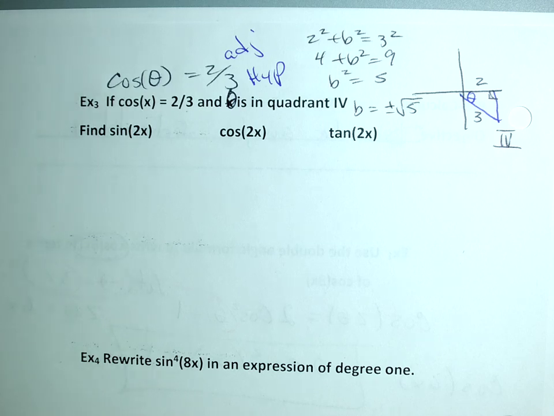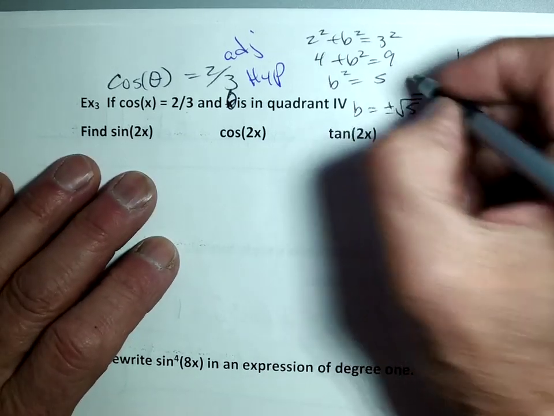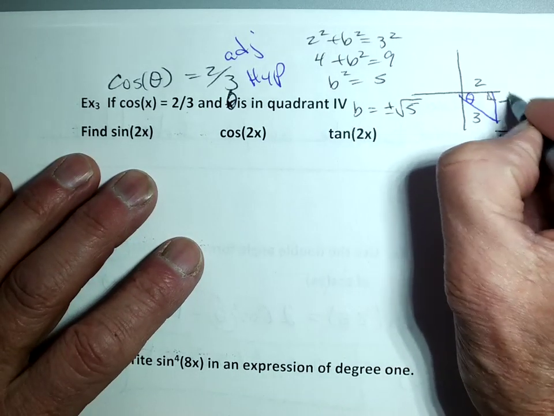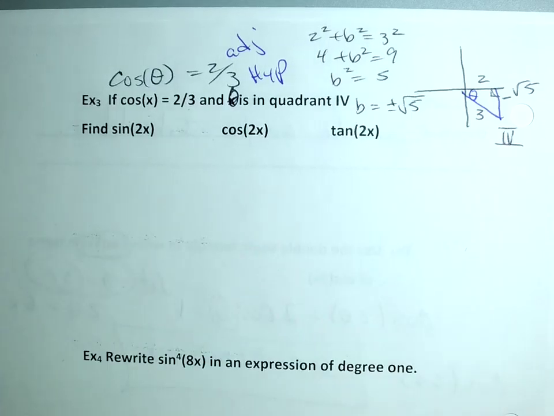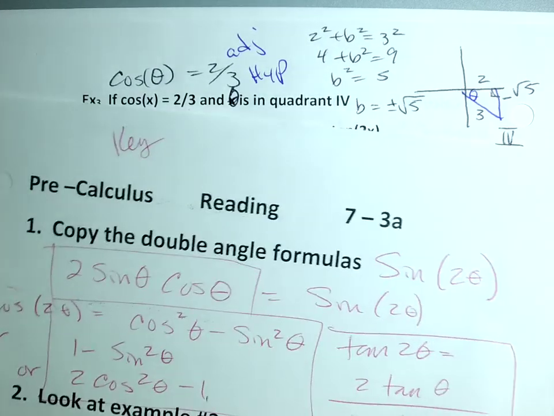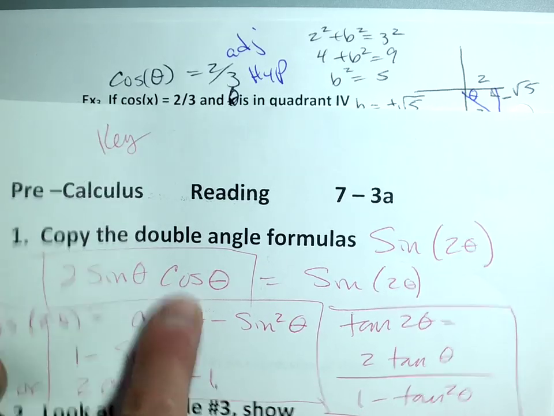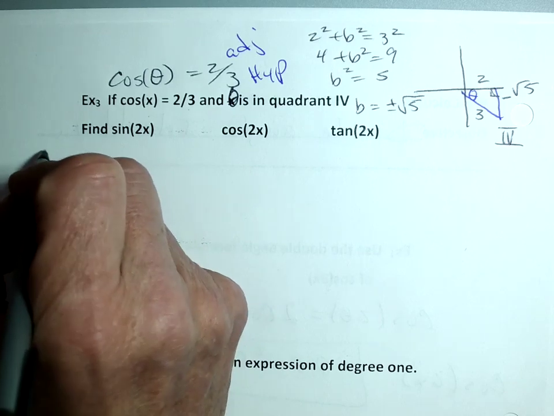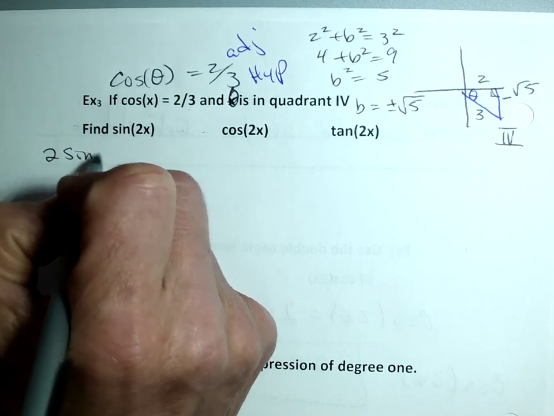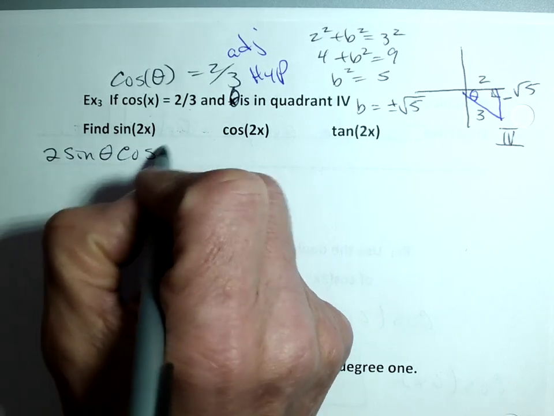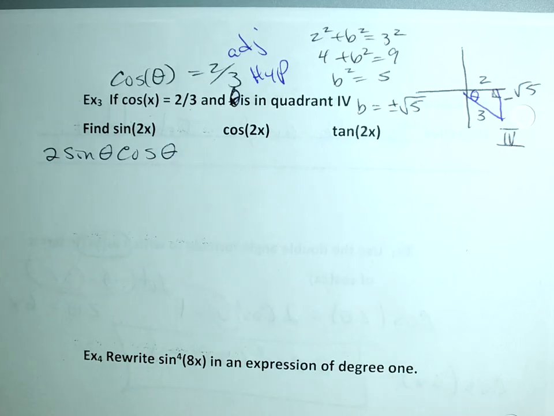Now it gets easy. So minus the square root of 5. Okay, so let's look at our formula. My formula for sine of 2x, so sine of 2 theta, is this formula here. So I'm going to write that down: 2 sine theta cosine theta, right? You've got to pay attention because this is super easy, but if you don't pay attention, you will not get it, okay? Super easy.